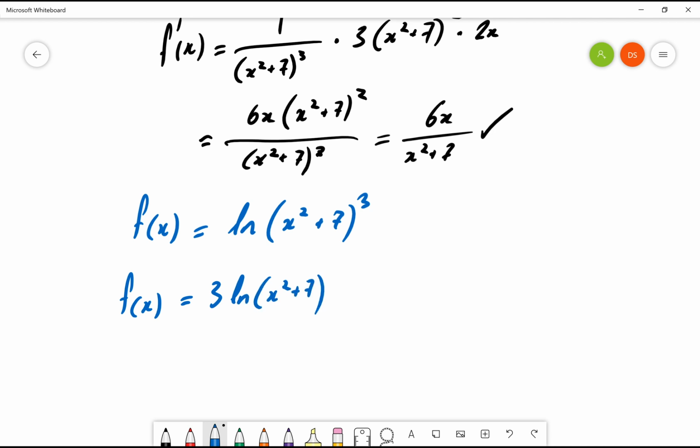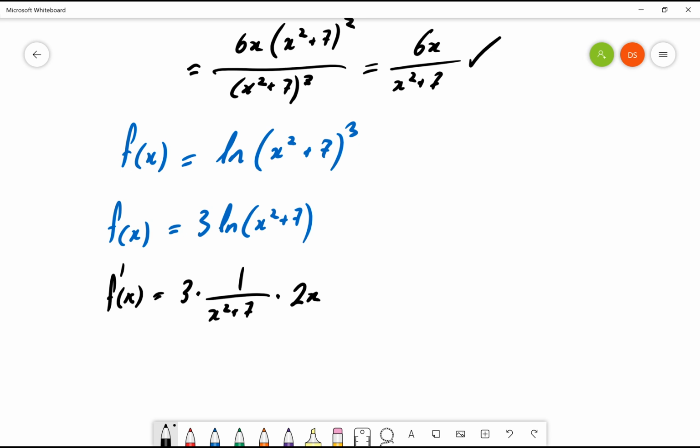Okay? And so now that 3 is just a constant at the front. So the derivative is equal to 3 times the derivative of this. And what's the derivative of this? It's 1 over the inside times the derivative of this, which is 2x. And if you look, that is 6x over x squared plus 7.